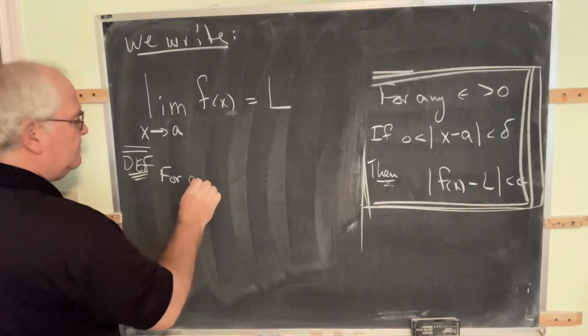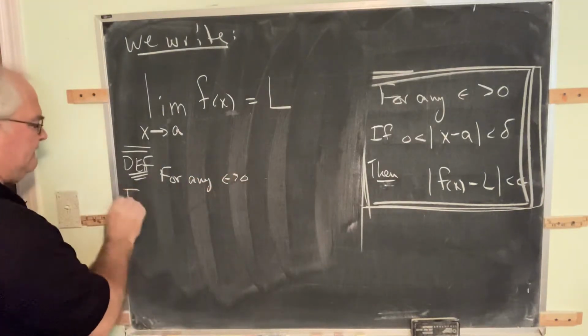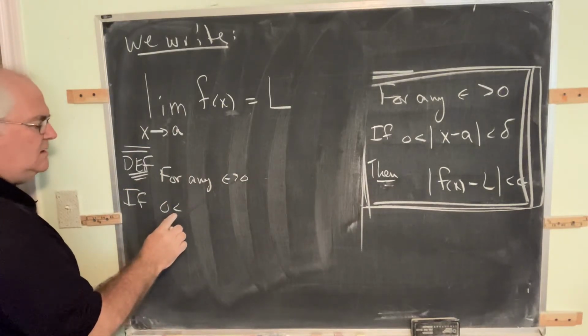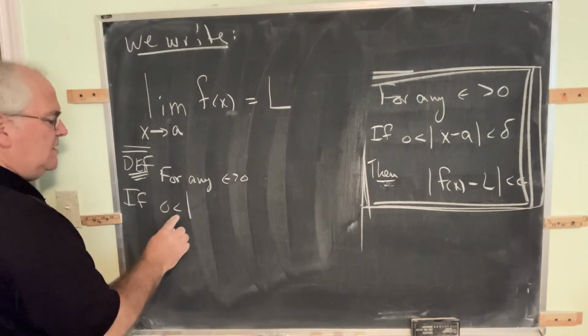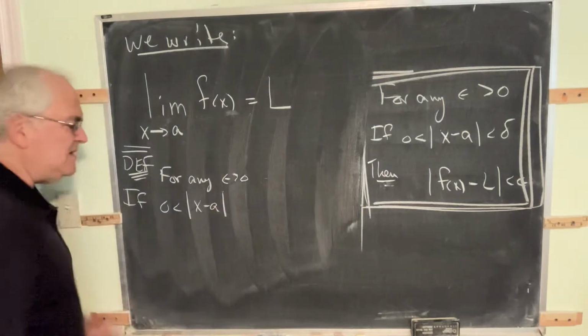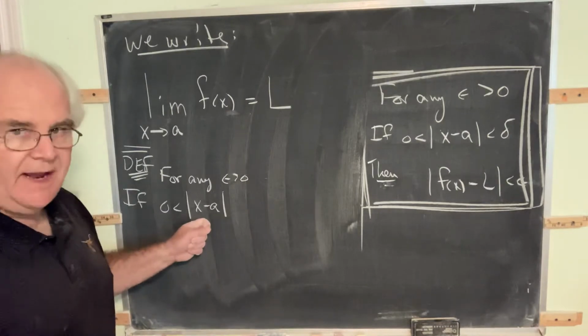For any epsilon greater than 0, if 0 less than the absolute value of x minus a... why is this here? This is here because we do not want X to equal A. This guarantees X is not equal to A. What happens at X equal A? We don't care.